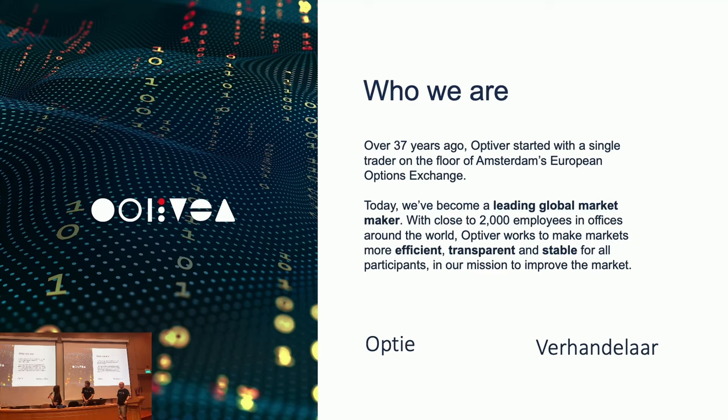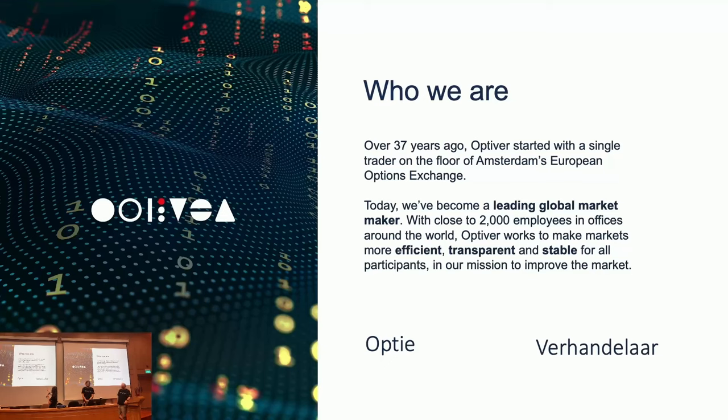So who can tell me what does Optiba mean? There's a clue over here where we have two words, Opti and Verhandela, which are Dutch words. What does Optiba mean? We have prizes here for anyone with the right answer. Any volunteers? Care to give it a try? Okay, yes. Very good. I hope you didn't Google it. Exactly right. Great job. So Opti stands for options, it's options in Dutch, and Verhandela stands for trader. That's how the word Optiba came about.